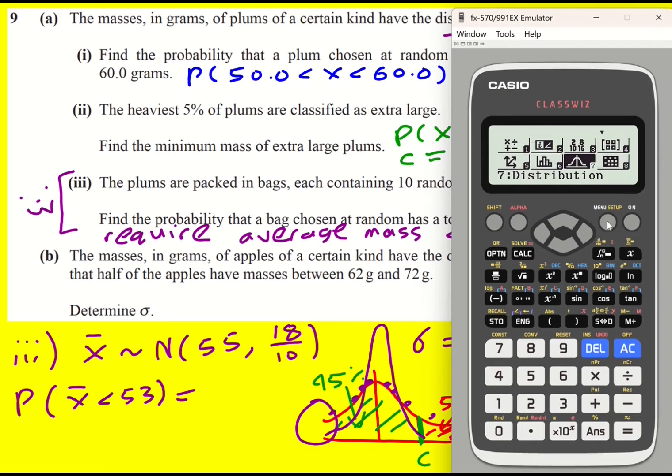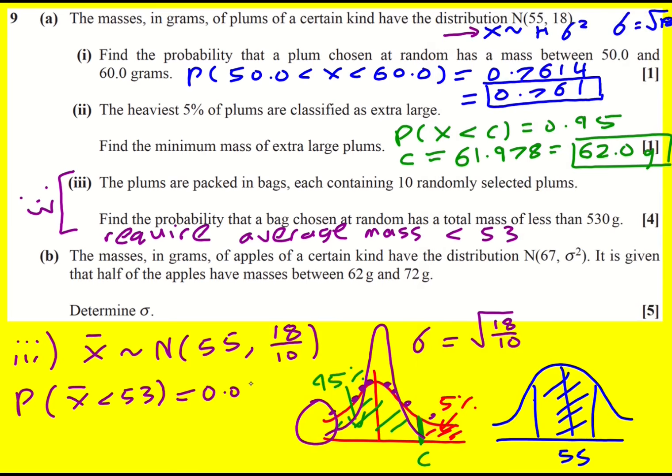Okay, so back to our normal distribution. We're going to be doing normal CD again. We're looking for less than 53, so the lower limit's just going to be minus a big number. Then I'll go with 53. Now I need root 18 over 10. And then it's the same 55. And we get 0.06801. So it's about 6.8%, but let me write down 0.0680. Well done if you got that.